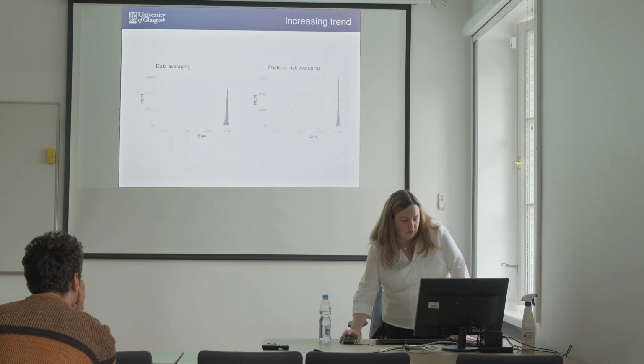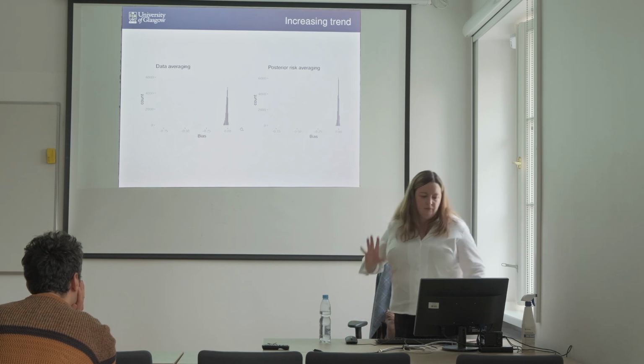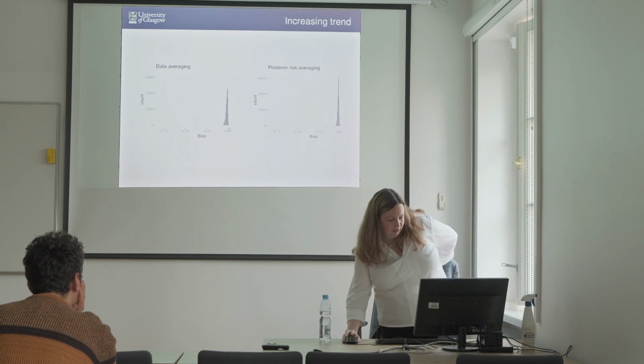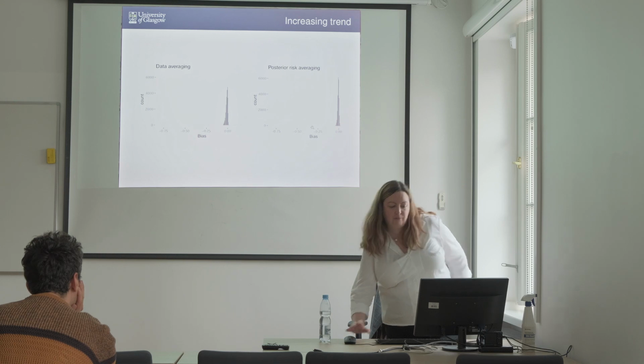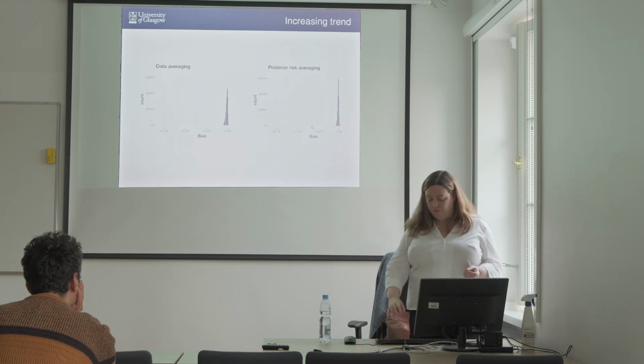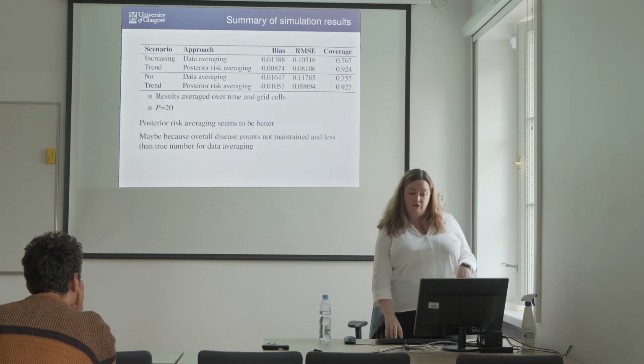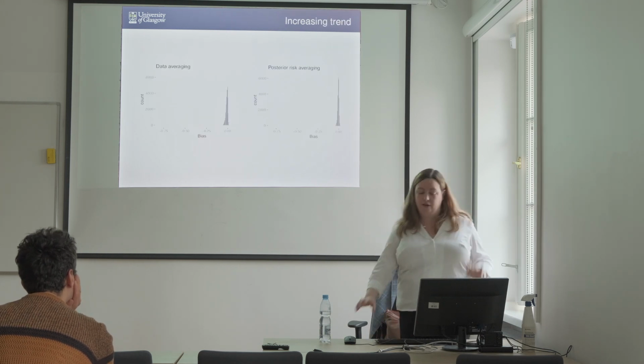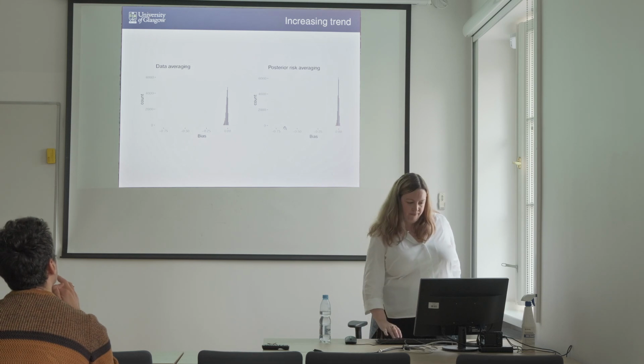So to give you an idea of what's happening here, we have histograms of the different simulations. So we have bias being 0, data averaging, both of them seem to be roughly close to 0, but you can see that posterior risk averaging actually gets a couple really badly wrong. So in spite of the fact that the bias is better on average for posterior risk averaging, you could be really unlucky and actually end up in one of these outliers.